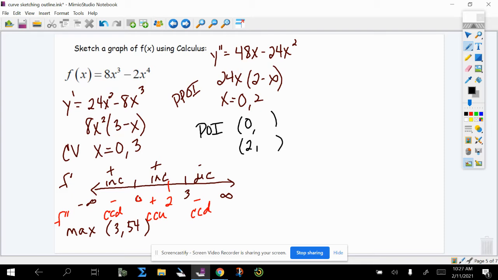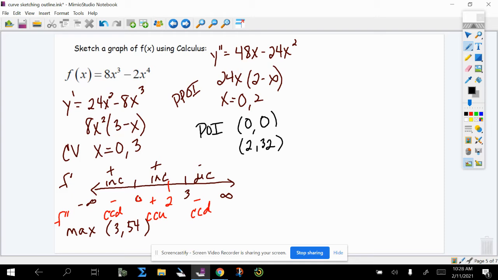If I put 0 back into the original, I get 0. If I put 2 back in, let's see again, 2 to the third, I probably can do this on the calculator, is 8 times 8 is 64, minus 2 times 16, that's 32. So 64 minus 32 is 32.